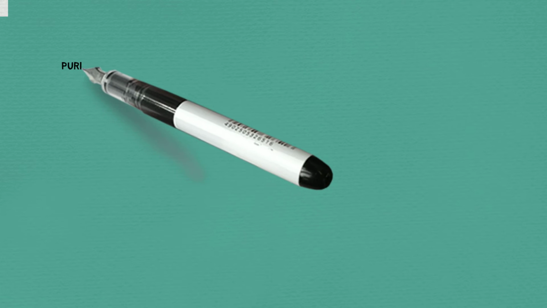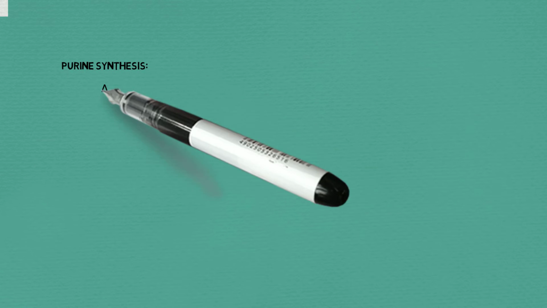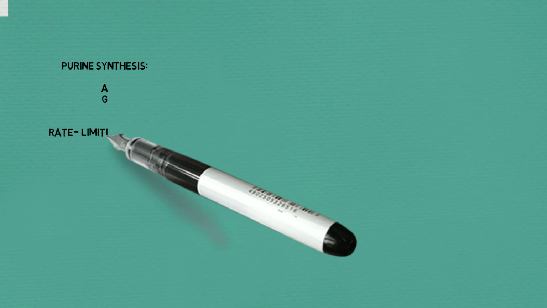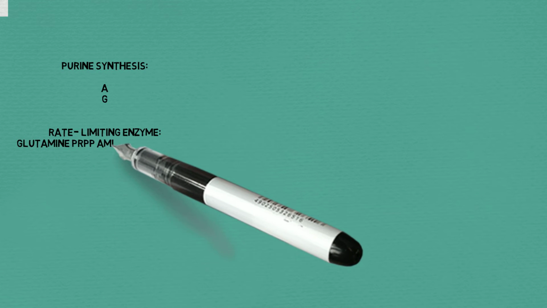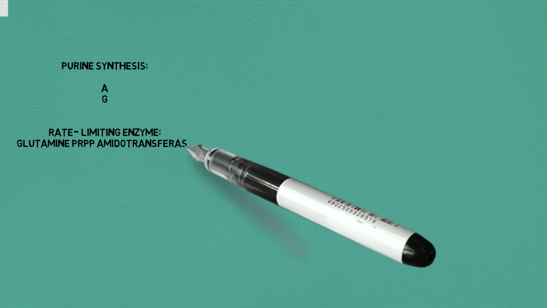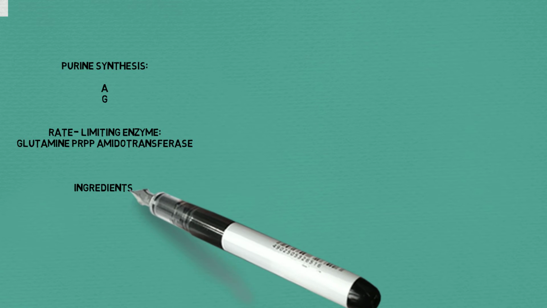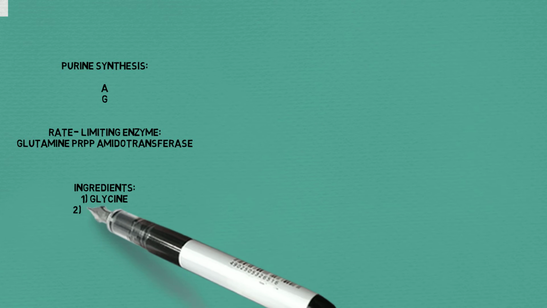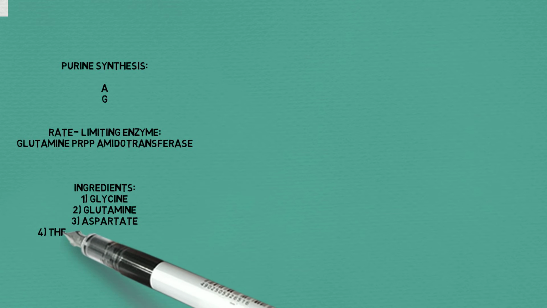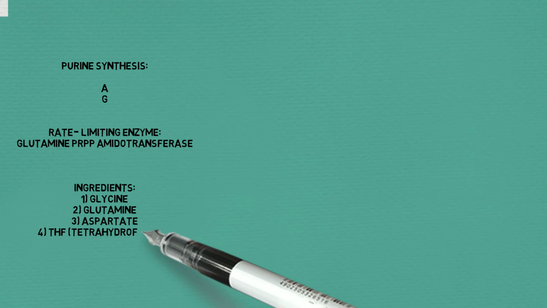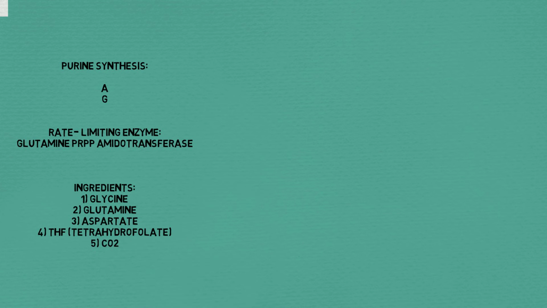As for purine synthesis, the synthesis of A and G, the rate-limiting enzyme is glutamine PRPP amidotransferase, and the ingredients or substrates are glycine, glutamine, aspartate, THF or tetrahydrofolate, and CO2 or carbon dioxide. Another thing you have to remember about purine synthesis is that the base is synthesized on the sugar phosphate backbone, and this is in contrast to the pyrimidines, where the base is synthesized first before the sugar phosphate backbone is actually added.